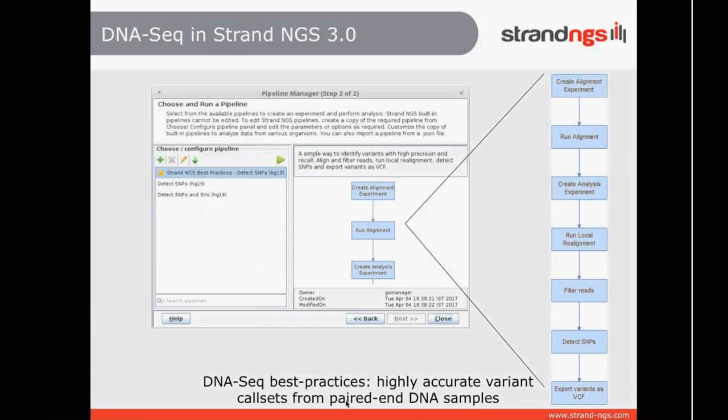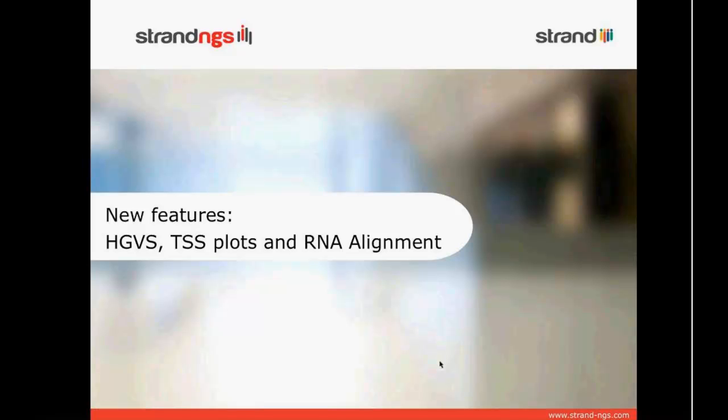And we also put all of this into one best practices workflow. You should think of this as similar or analogous to the GATK best practices workflow. You can see that this is every stage in the workflow, right from creating an experiment from FASTQ files all the way to VCF. And this takes care of all the parameters and all the intermediate stages for you, so you don't have to actually worry about any of that. And this gives you highly accurate variant call sets from paired end DNA samples. So I'll go over the new features first.